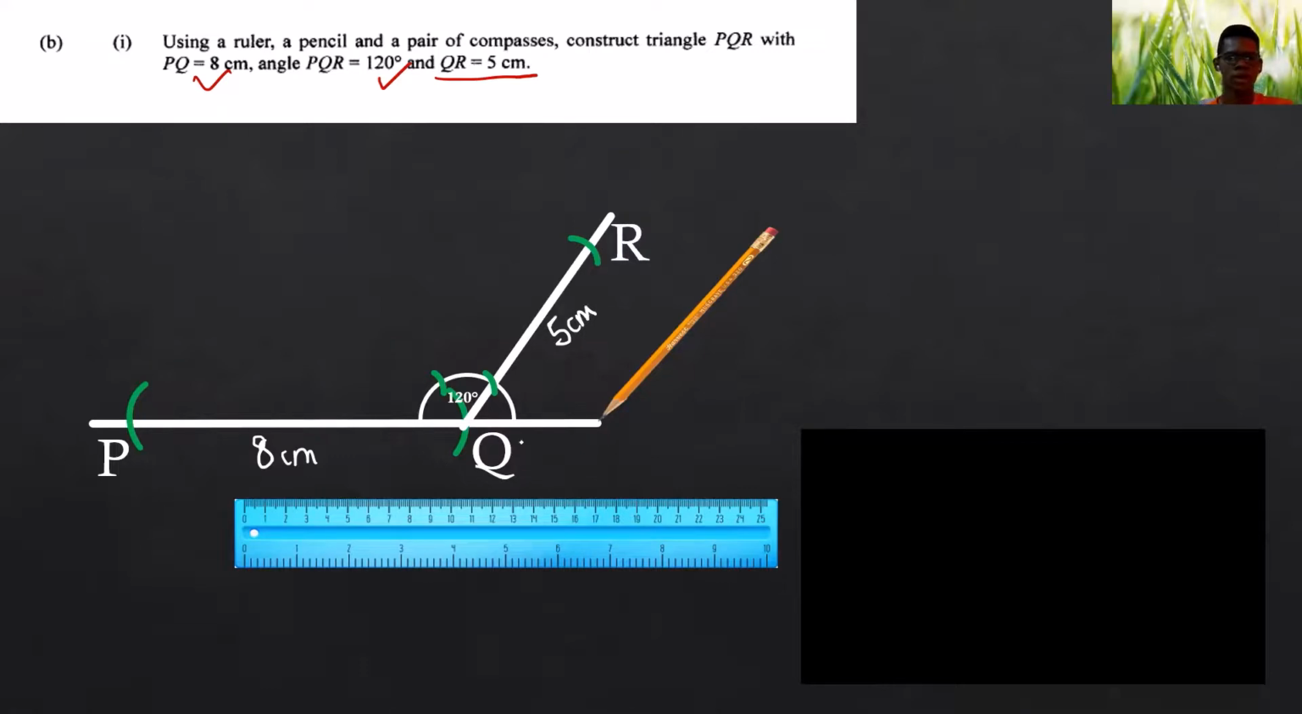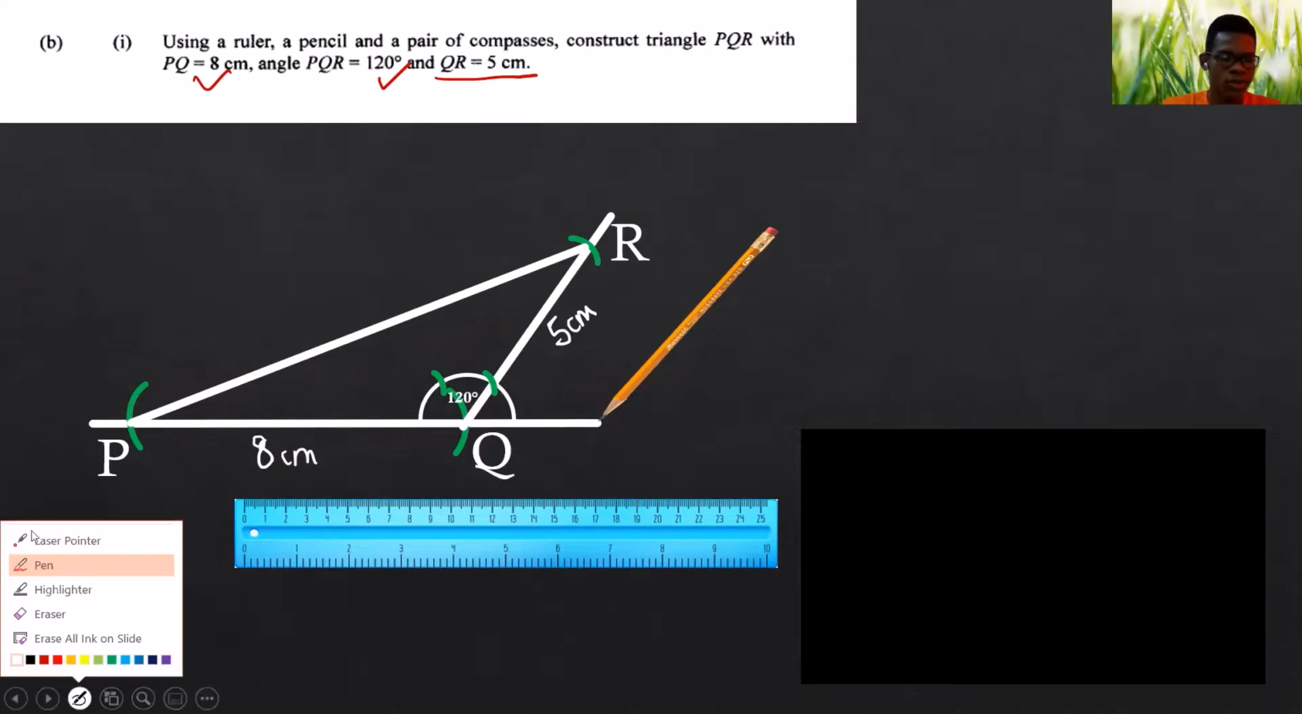So we have our PQR, that's on an angle of 120 degrees, and this is our triangle. The last step would just be to take your ruler and draw a straight line from P going straight to R. Be careful with this line, they need to connect, right? Let me know once you've successfully constructed.